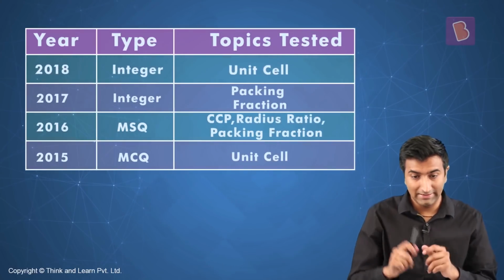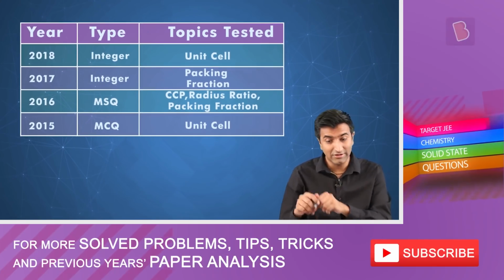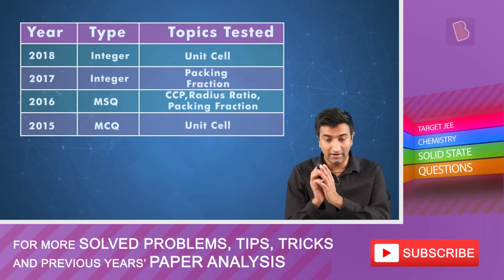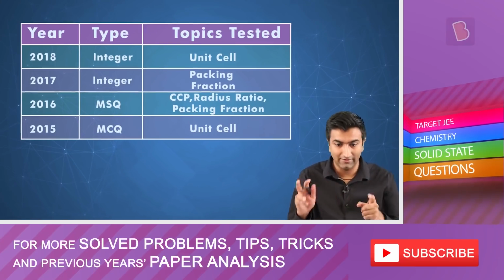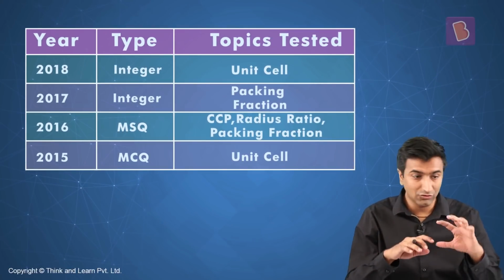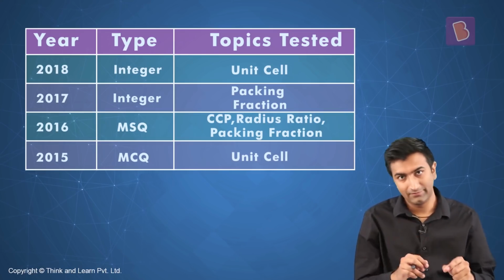Now look at the JEE advanced exam. In the last few years, specifically in 2018, there was a question on unit cell. Now this was an integer question. 2017 again had an integer question, this time on packing fraction. 2016 had a multiple select answer, it could have more than one correct answer. That was on CCP ideas, radius ratios, packing fraction. And 2015 also had an MCQ on unit cell.